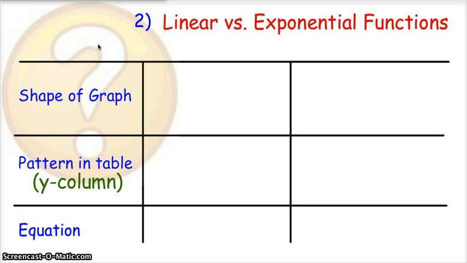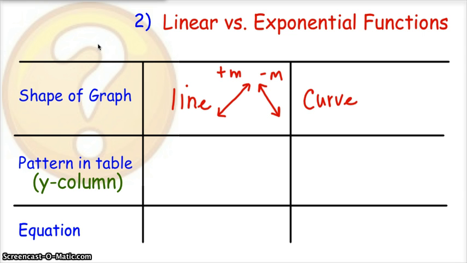Let's compare the shape of the graphs, the patterns we just found in the columns, and the equations of linear versus exponential functions. This is section 2 in your notes. The shape of a linear function is a line. If the slope is positive, we know that the line increases from left to right. If it's a negative slope, it will decrease from left to right. An exponential function will show a curve. If it has a positive growth factor, the curve will go up from left to right. If it's a decay, then it will go down from left to right.